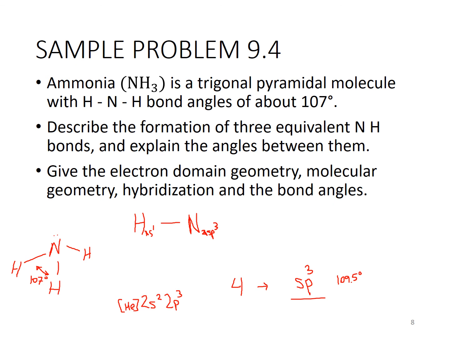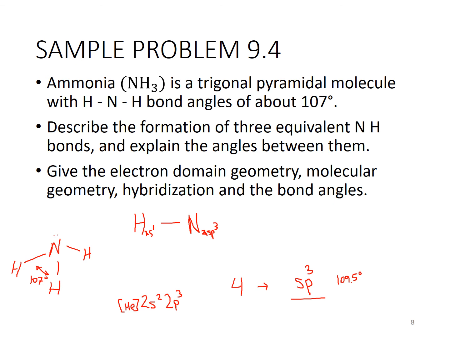Okay, so electronic domain geometry, again, was tetrahedral. Molecular geometry is trigonal pyramidal. The hybridization of that central nitrogen is sp3, and that's why we're observing bond angles similar to 109.5. So this is how we would go about doing a problem like this, and how we can start talking more specifically about that chemical bonding interaction.